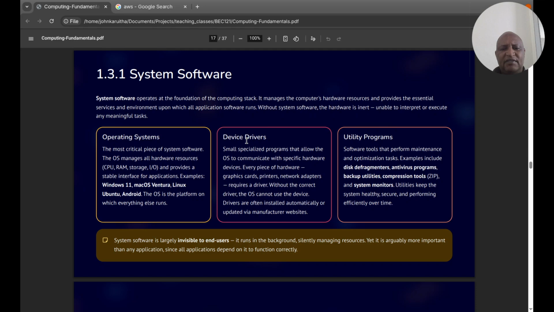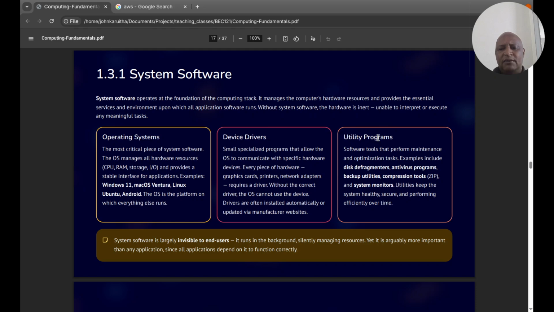So we have device drivers. These are specialist programs that allow the OS to communicate with specific hardware. For example, when you buy a new printer and you install it in your computer, you have to install a specific software that allows your computer to communicate with this printer. That is an example of a device driver. Even when you put a USB stick, it has to have a device driver, and so on and so on.